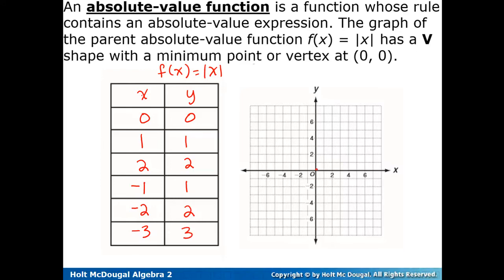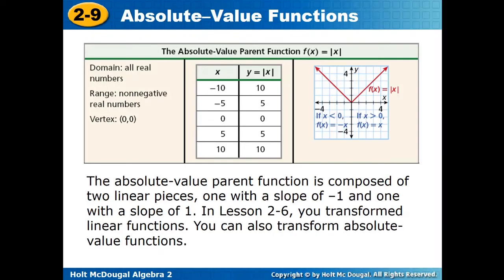So we can plot this, and when we do, we see that we have a graph that looks like this, and it's a V shape. And so that is your parent function for f of x equals the absolute value of x. Notice that the vertex is at (0, 0). Here's a little bit nicer picture of it.